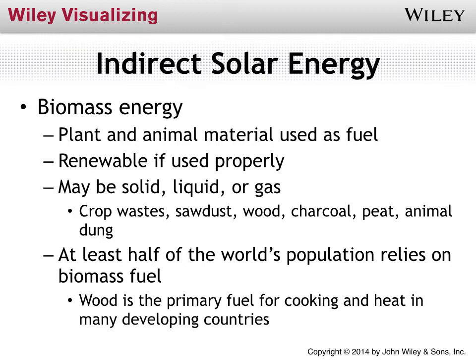At least half of the world relies on biomass, primarily wood, for cooking and heating homes in a lot of those developing countries like I was talking about. But crop wastes, sawdust or wood waste, charcoal, peat, and animal dung are all examples of other types of biomass that are burnt to generate energy.